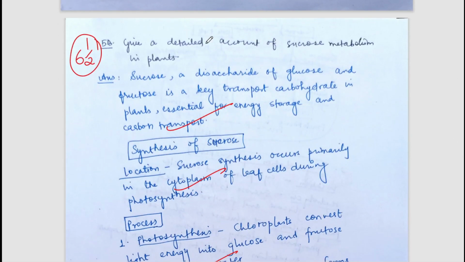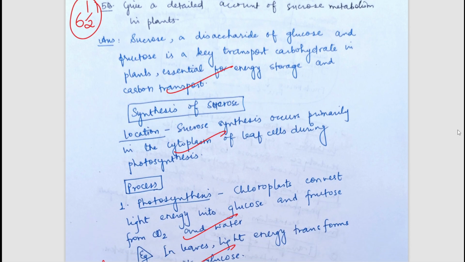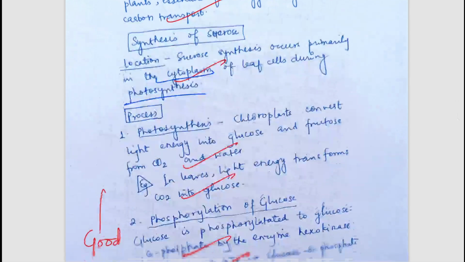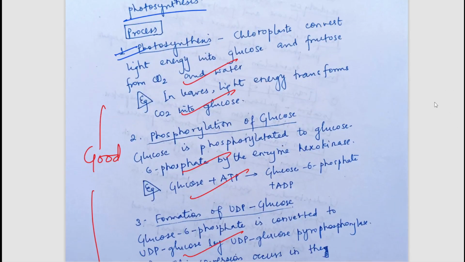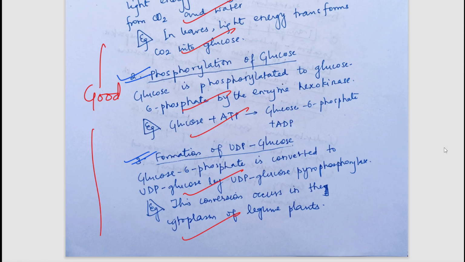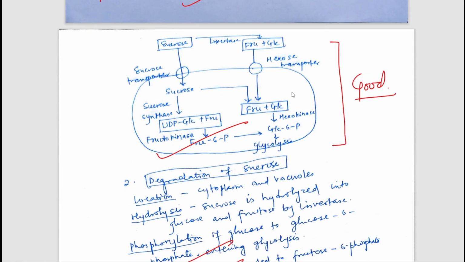Now give a detailed account of sucrose metabolism in plants. So the synthesis of sucrose generally takes place in the cytoplasm of leaf cells during photosynthesis. So the process involved is photosynthesis, and then what happens? There is phosphorylation of glucose. There is formation of UDP glucose. So you can simply pause and read the points. Examples have been well mentioned, and a diagram has also been made of how sucrose is synthesized.